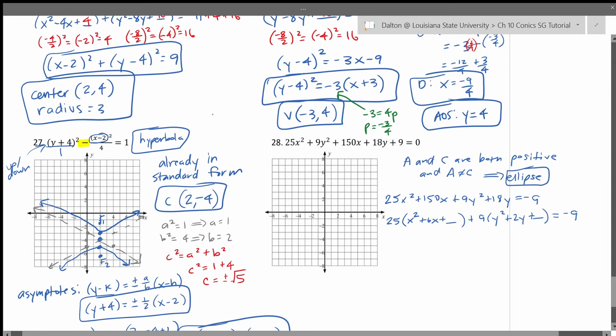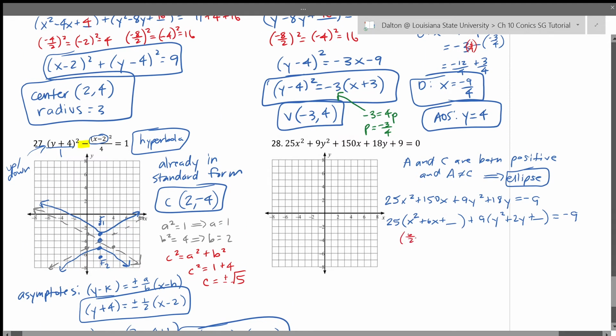And then we'll solve for our new c's. So for the x's, b over 2 squared will be 6 over 2 squared, which will be 3 squared, which is 9. Now again, this is where you have to be very careful. When you add 9 here, technically this 25 is being multiplied on the outside. So on the right-hand side, you actually need to add 9 times 25. For the y's, b is 2, so 2 over 2 squared is going to be 1 squared, which is 1. But again, when you add 1 here, this 9 is actually being distributed to it. So on the right-hand side, you're actually adding 1 times 9.